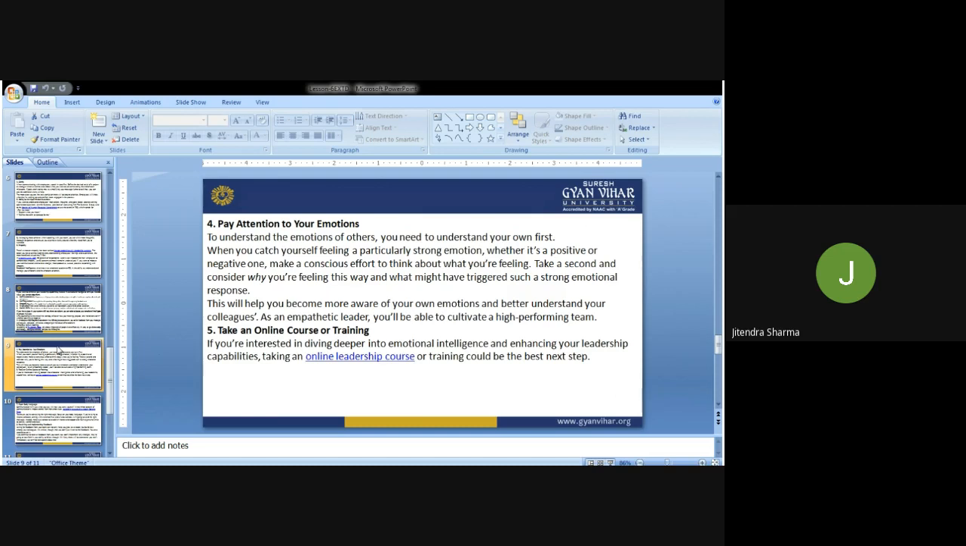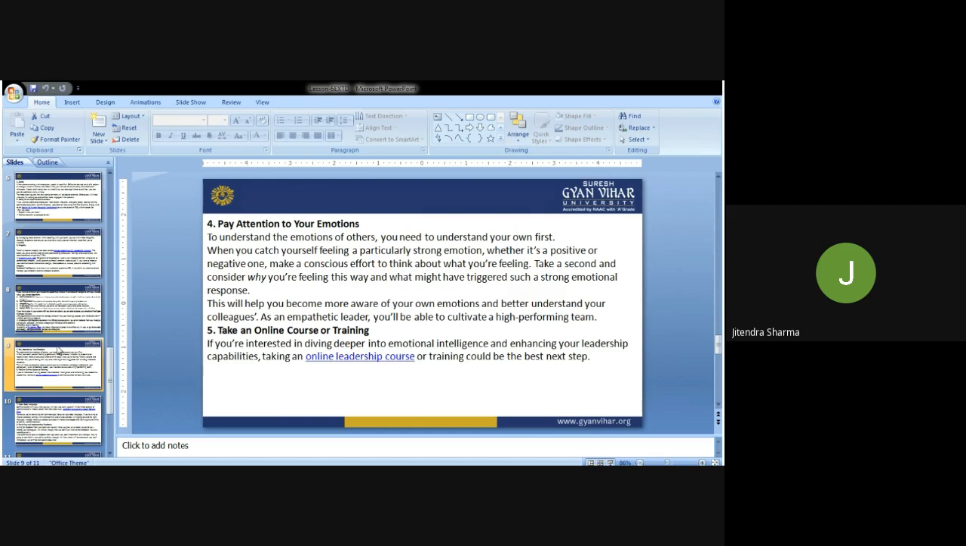If you think a little, although you are full of emotions and about to outburst, take a moment of thought about why you have such emotions against that situation, that person, that result, or that activity which is to be done by others. It may be positive or negative, but let us first analyze and understand why you have concluded that. This will help you become more aware of your own emotions and better understand your colleagues' emotions. As an empathetic leader, you will be able to cultivate a high-performing team.